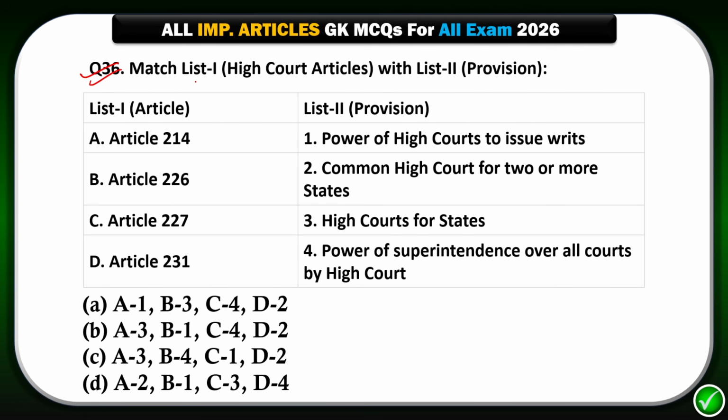Question number 36. Match list 1 High Court articles with list 2 provisions: Article 214, 226, 227, 231. Article 214 is related to the High Court for all states. Article 226, power of High Courts to issue writs. Article 227 is power of superintendence over all courts by High Court. 231, common High Court for two or more states. 231 is very important. So option number B is the right answer: A3, B1, C4, D2.